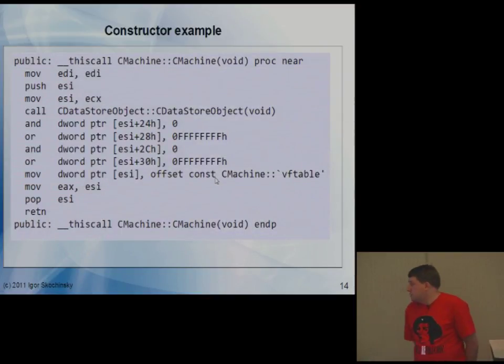So here's a typical constructor. You can see in the beginning, it moves the object instance from ECX to ESI. Then it calls a base class constructor. So we can conclude that CMachine inherits from CDataStoreObject. Then it initializes some fields. And because we can see that it puts a virtual table pointer after initializing the fields, it probably inlined some constructors for these small members, because if it was the actual constructor body written by the programmer, it would most likely come after initializing the virtual table pointer.